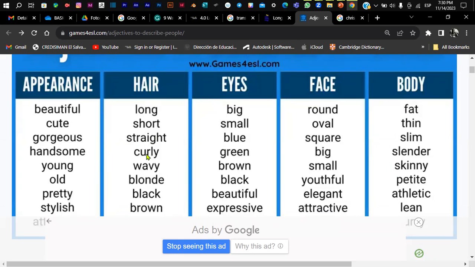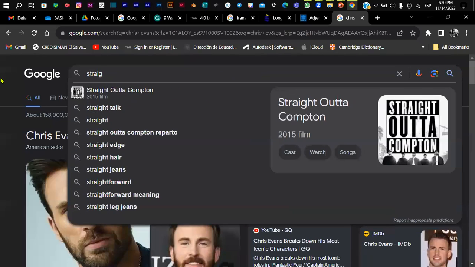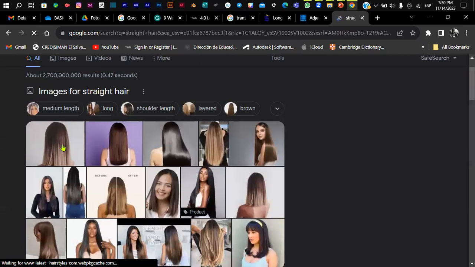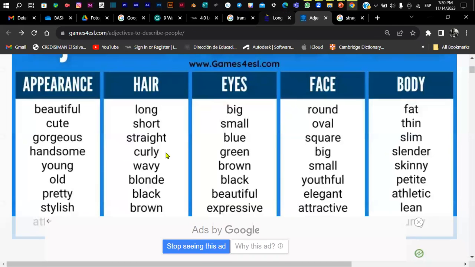Straight. What is straight? Talking about hair. Straight. Check. Straight. No, it's straight. Lacio. It's straight. Listo. Like two lines, como dos líneas. Recto. Correct, recto, yes, it's right. Okay.